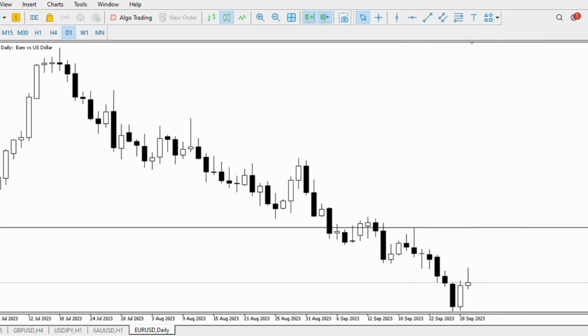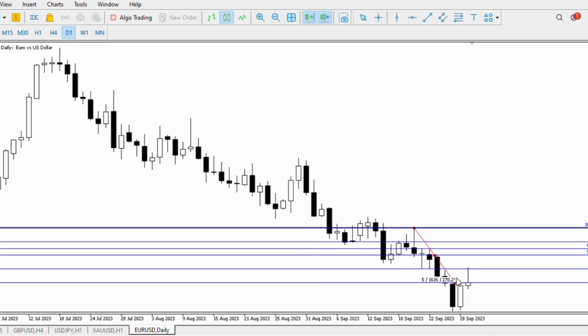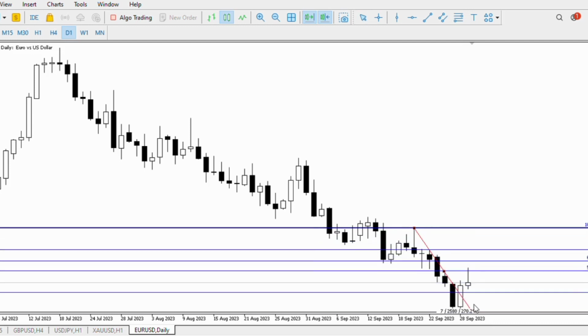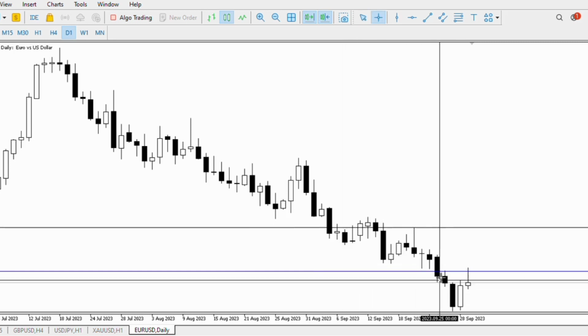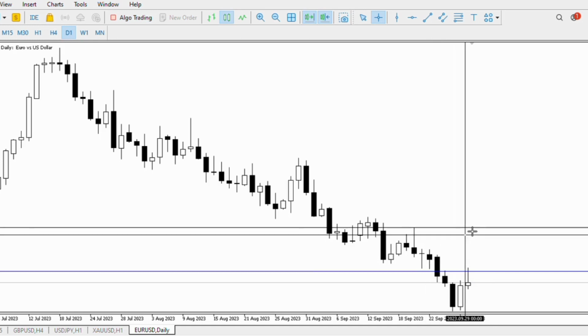What I'm going to do right now is draw our fib. Why I want to draw our fib is so that we can know where our equilibrium is on Euro USD. So I'm going to put a level right here. Alright, so this is our 50% level, which we can also call the equilibrium. Everyone familiar with the ICT concepts knows that above this is the premium and below is the discount.